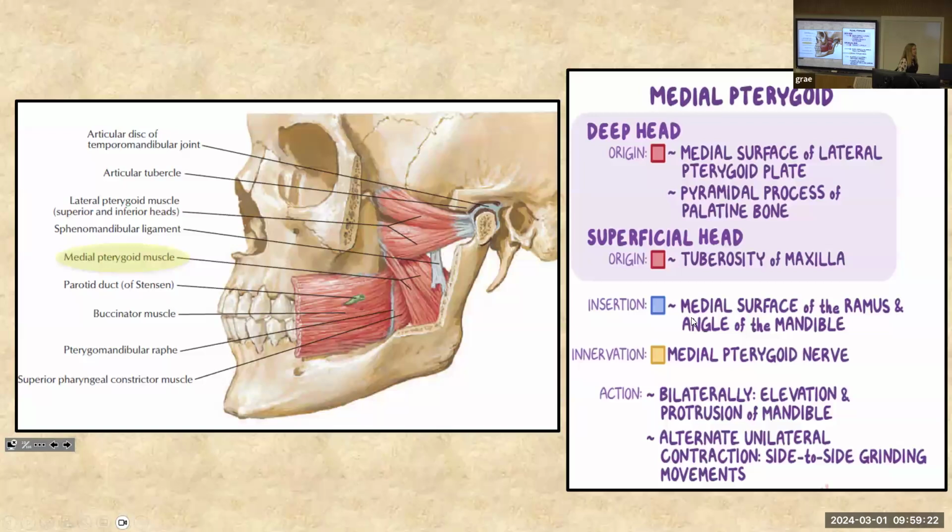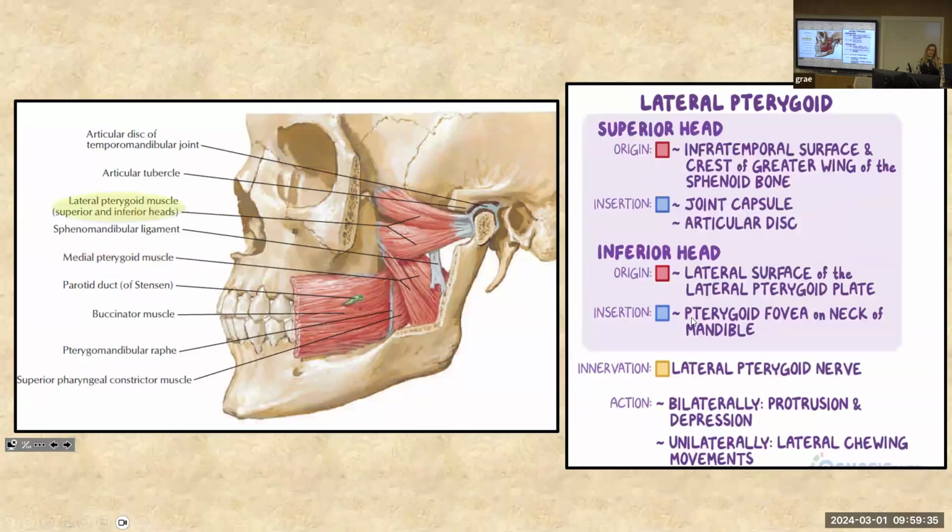And they both have separate muscular branches from V3 that are going to innervate them. The lateral pterygoid, though, does not come down and insert on the angle of the mandible. You note that the lateral pterygoid muscle actually comes over here to the neck and the articular capsule and the articular disc of the TMJ joint. And so that actually allows the lateral pterygoid to have a different action and also play a different role in regards to changing the motion of the TMJ joint.